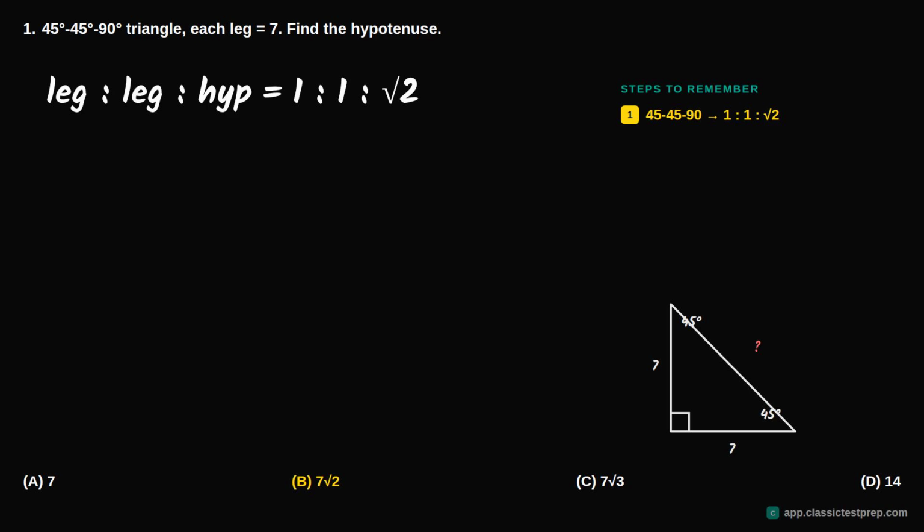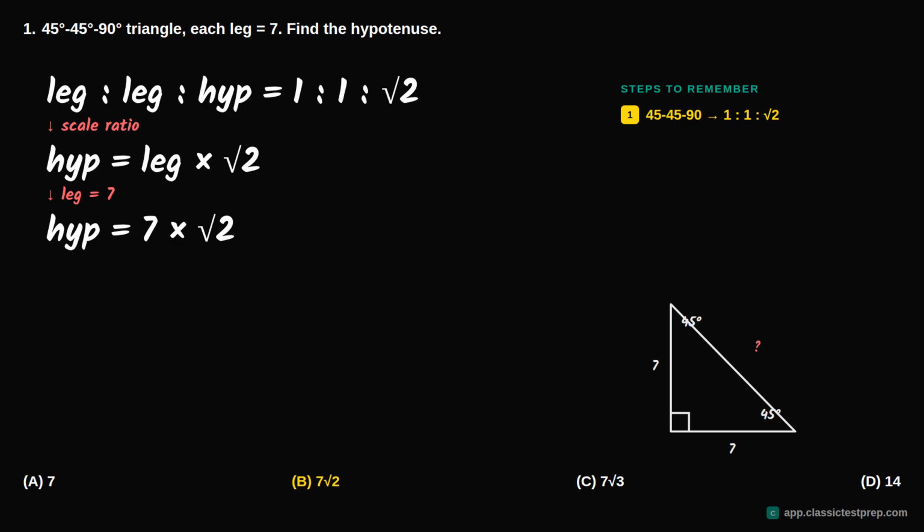60, 90 triangles. The first one here, 45, 45, 90, and when the leg has a length of 1, the hypotenuse has a length of the square root of 2. And this is really just a shortcut to finding the length of the hypotenuse, which you could always do using the Pythagorean theorem. However, it is useful to have a shortcut. So when the length of the legs is 1, then the hypotenuse is the square root of 2.